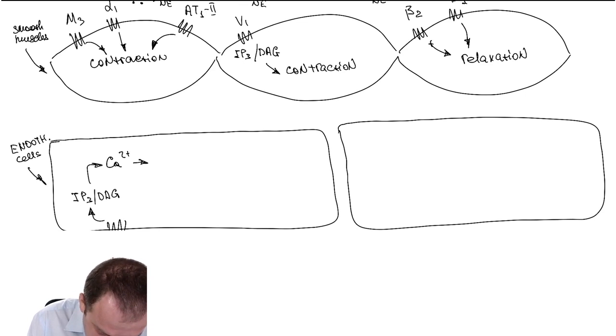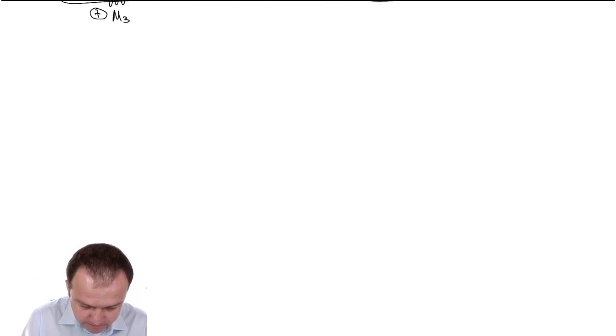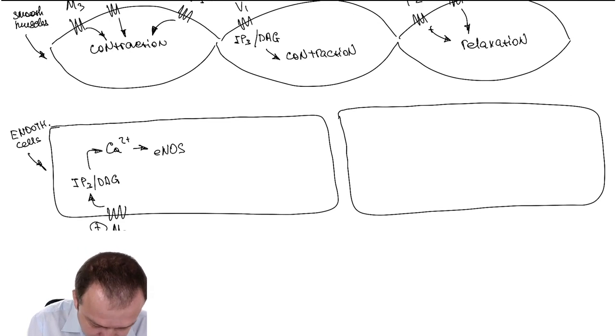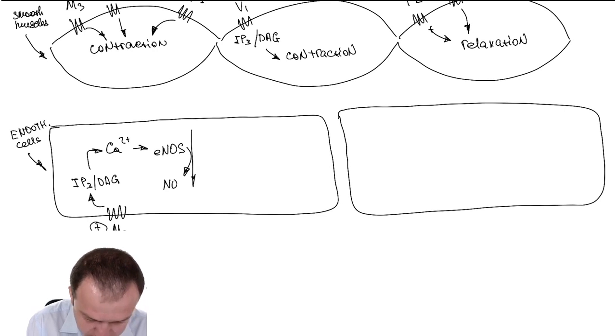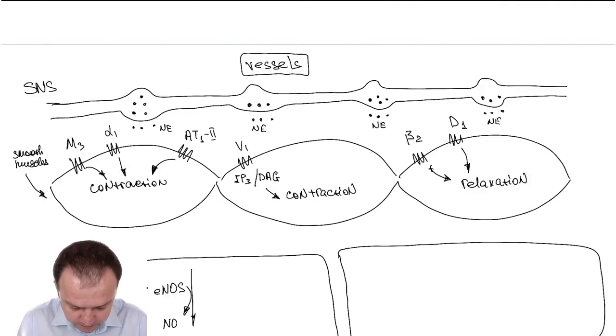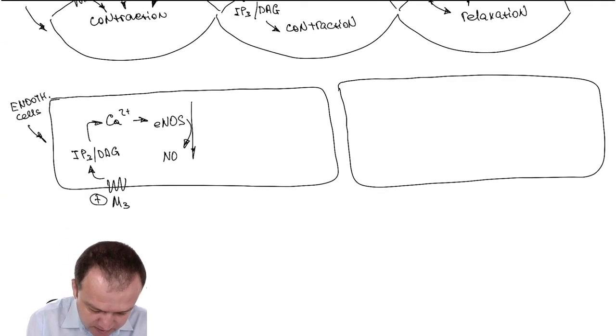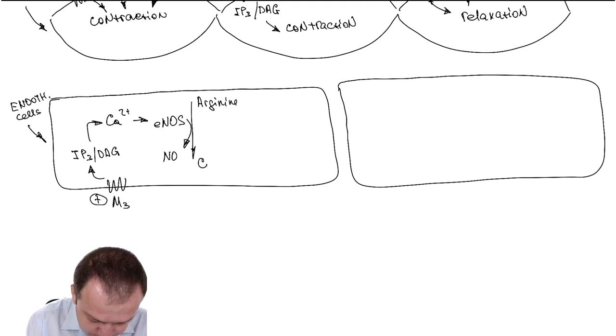Calcium stimulates the activity of endothelial NO synthase. Endothelial NO synthase produces nitric oxide molecules by conversion of arginine to citrulline.